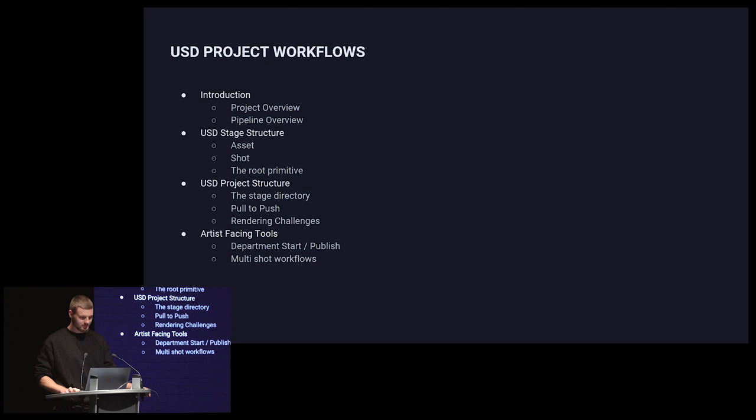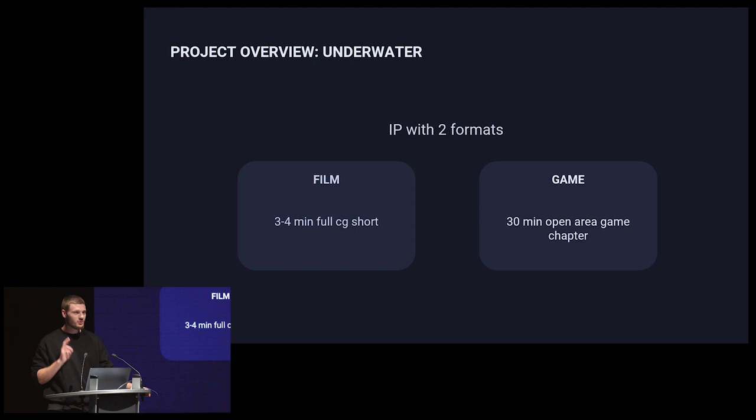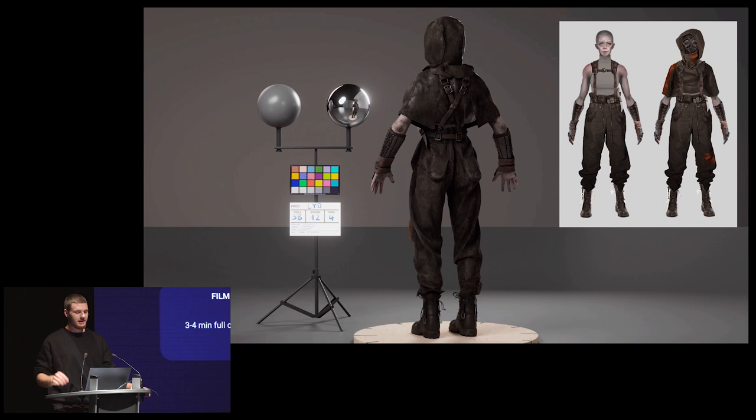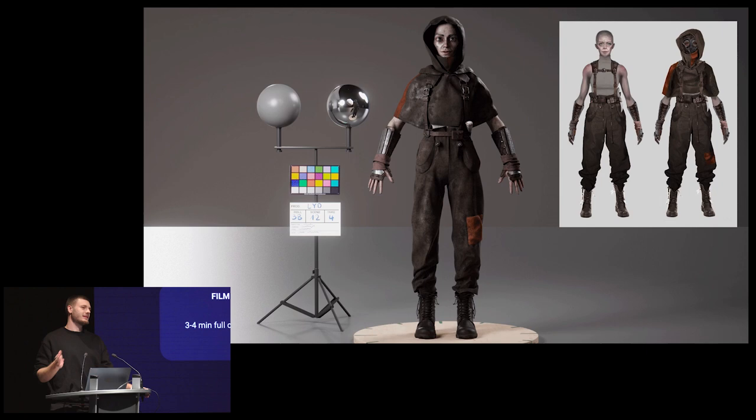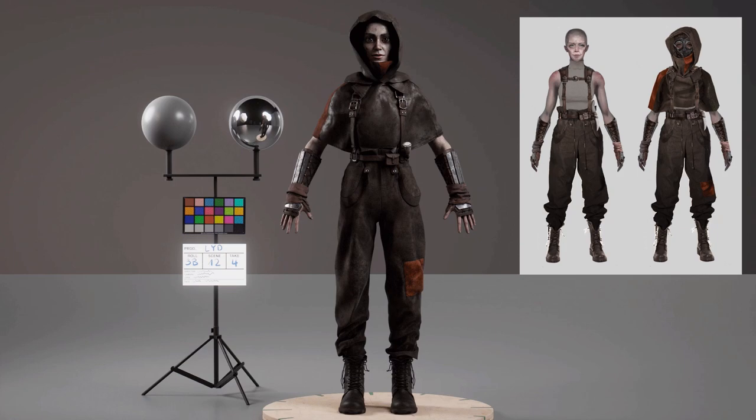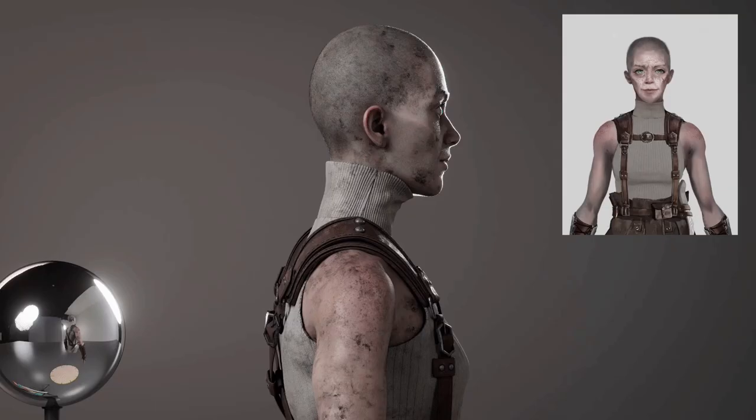So our diploma project, Underwater, is an IP with two formats, a film and a game. The film will be around 3 to 4 minutes, full CG, and the game will be roughly 30 minutes of playtime in an open area. And the story takes place 100 years later than the film. And the style of our project will be dark, gritty, and quite photorealistic.